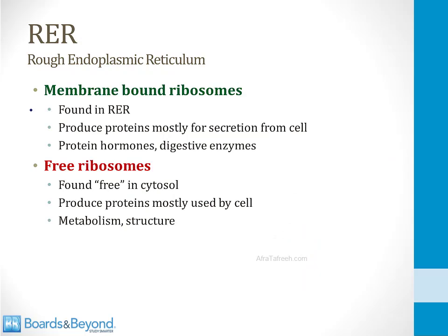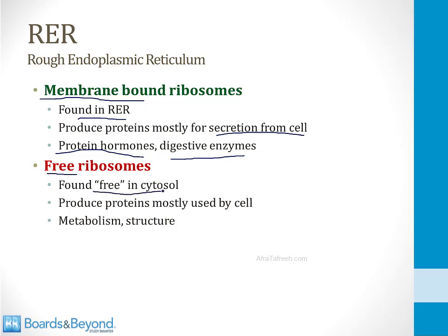You can divide the ribosomes inside a cell into those that are membrane-bound and those that are free. The membrane-bound ribosomes are found in the rough endoplasmic reticulum, and they produce proteins mostly for secretion from the cell. So things like protein hormones and digestive enzymes and other proteins that are going to exit the cell and serve a purpose extracellularly.